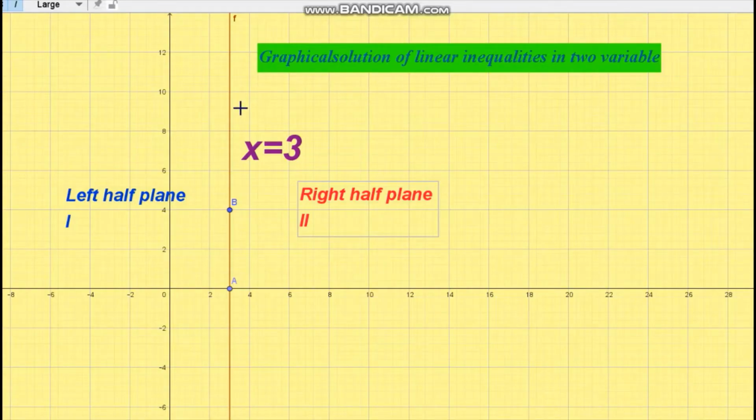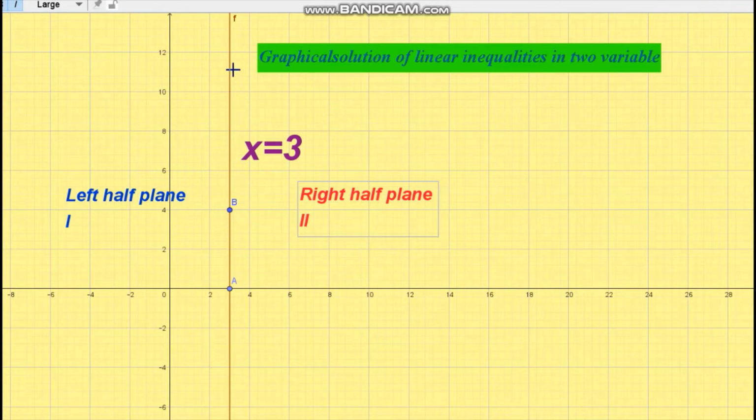Dear student, in class 10th we have seen how to draw a line in two variables. Now we will discuss the graph of linear inequality in two variables. We know that a line divides the Cartesian plane into two parts. Each part is known as a half plane.